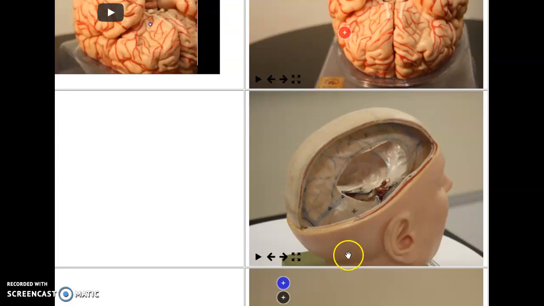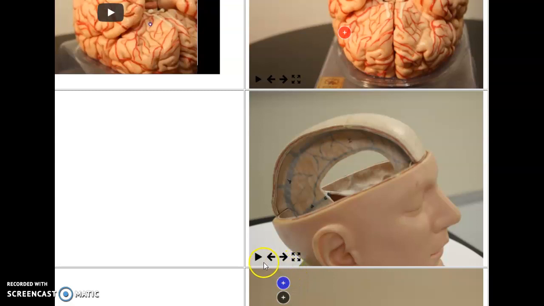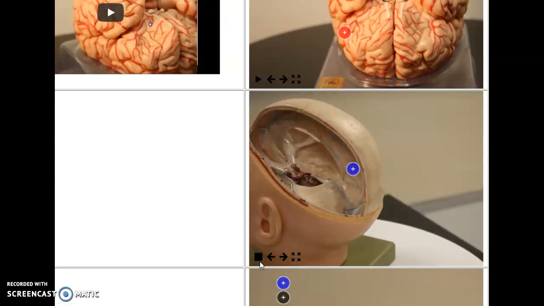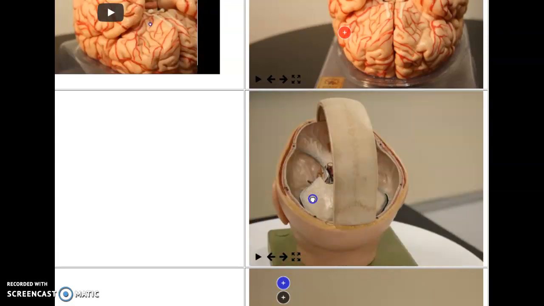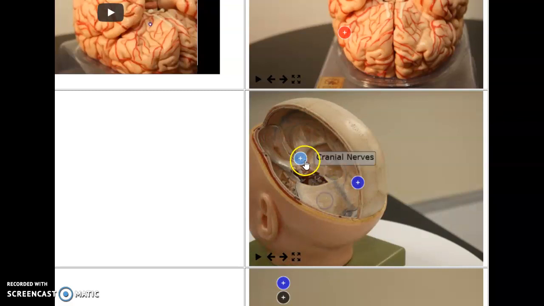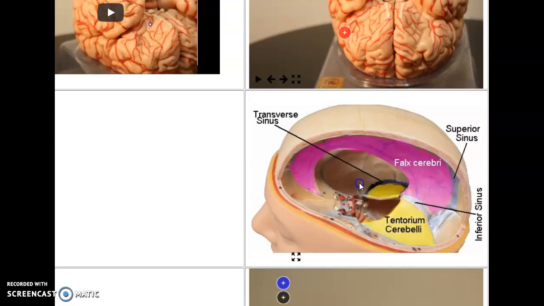This video is going over our Meningeal model. Play makes it rotate. These buttons go back and forth. You can also just grab it and rotate it. And there's two hot buttons. The light blue one gives you the cranial nerve view. The dark blue one gives you the meninges.